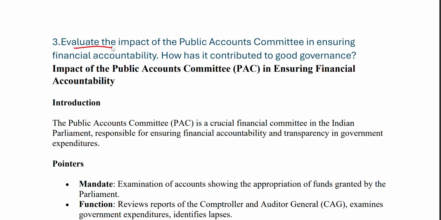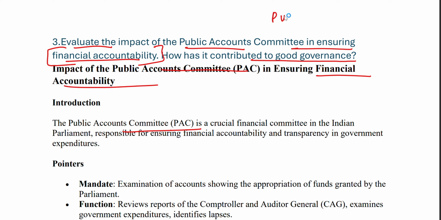We need to evaluate the impact of the Public Accounts Committee in ensuring financial accountability, right? Financial oversight, and how it has contributed to good governance. So we are reading about one committee, called the Public Accounts Committee, and this committee is for financial accountability.